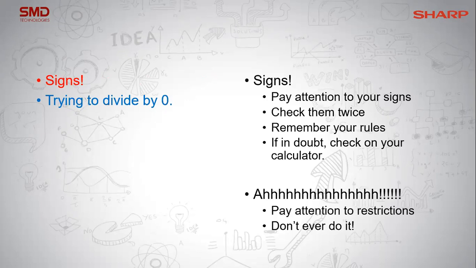And then, of course, don't divide by 0. If you try and divide by 0, then realize that x doesn't exist. So if you have a solution where you're trying to divide by 0, you know that the answer does not exist.